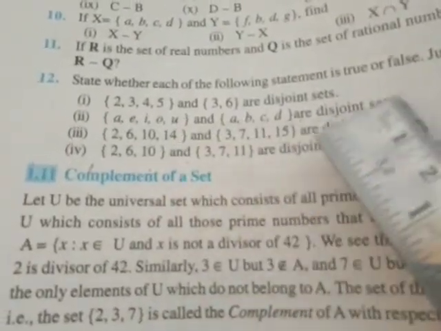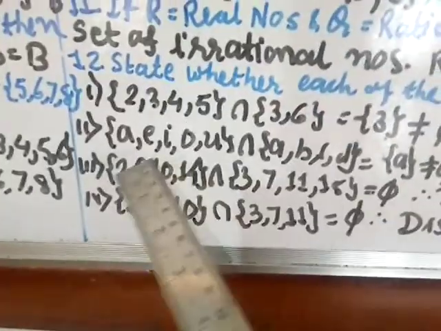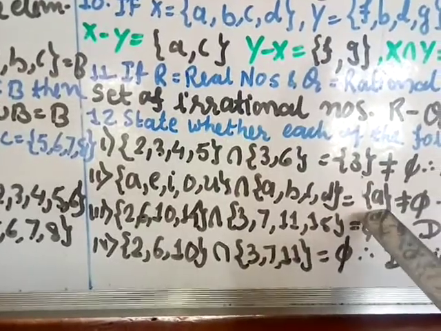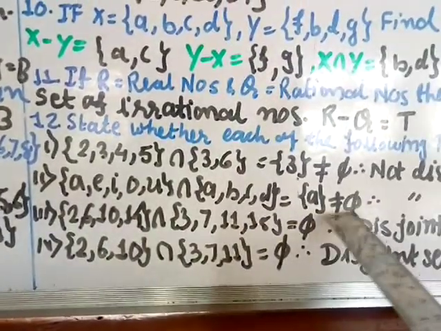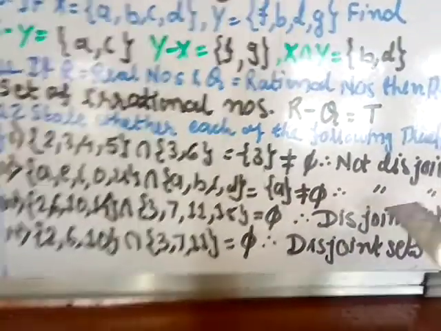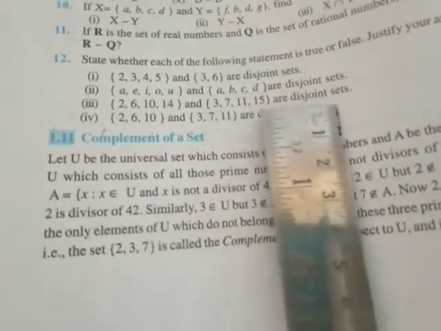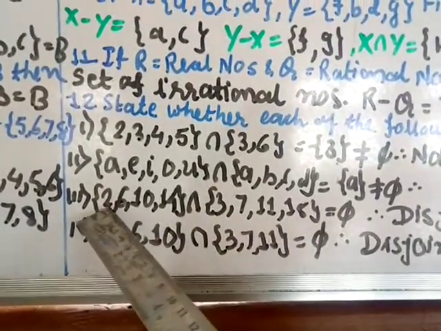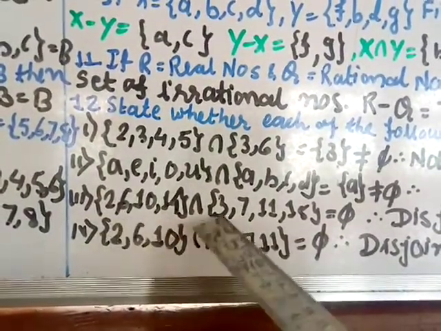Okay, Roman number 2, a, e, i, o, u and a, b, c, d are disjoint sets. So we shall find the intersection. Now when you intersect these two, a is there, okay, common to both. So this is not equal to empty set. Therefore they are not disjoint. So second statement also is false. Roman number 3, 2, 6, 10, 14 and 3, 7, 11, 15 are disjoint sets. So I am writing here, find the intersection. You can see 2, not there. 6, not there.